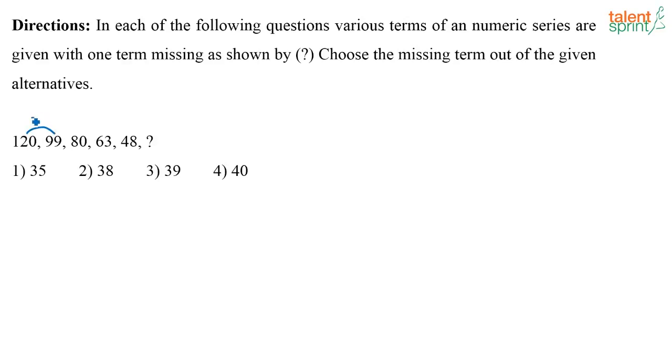So 120 minus 21 is 99, 99 minus 19 is 80, and 80 minus 17 is 63, 63 minus 15 is 48, and 48 minus 13. What is 48 minus 13? 35. Option 1.